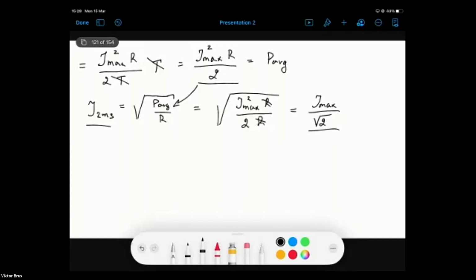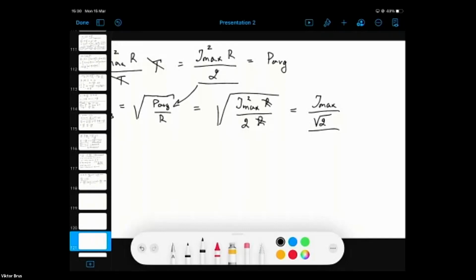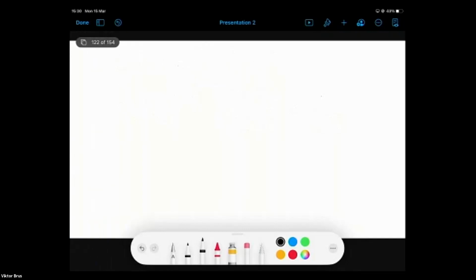Okay, so we are pretty much done with the resistor in our alternating current circuit, and now we proceed further with the inductor, which is a bit more interesting.